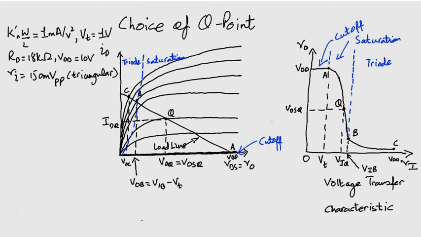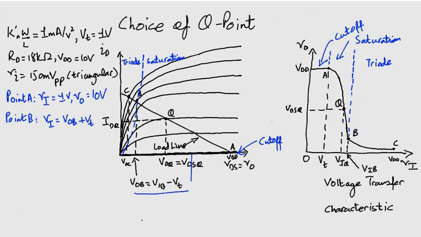So let's start. At point A, Vi equals 1 volt, the value of Vt, and V0 equals VDD, which is 10 volts. Moving on, we go to point B. The first equation is this one. It is derived from this equation here, where Vi equals VIB. Vi is obviously the instantaneous value and VIB is the DC value at that point.